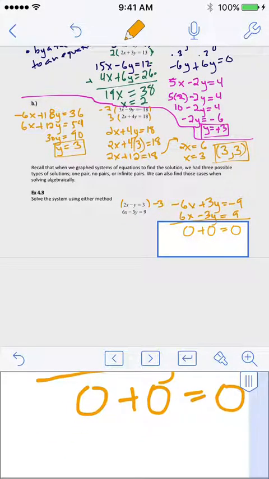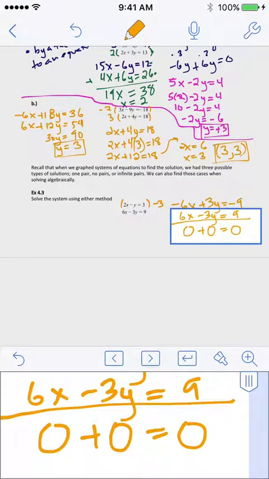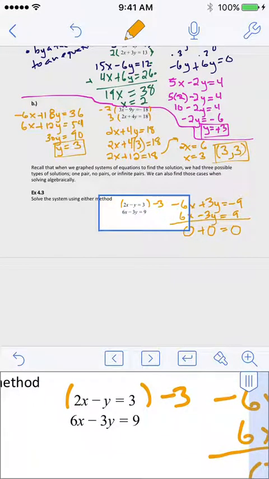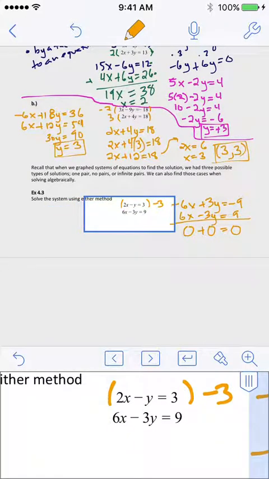Which means what? Well, first off, it definitely doesn't have one solution, and I'm definitely not going to find an ordered pair where they work. But it means that actually these are the same equation. They're the same thing, just rewritten. One has a factor of 3 in it. It's just that the second one is being multiplied by -3, as we just saw. So this is actually the same line.